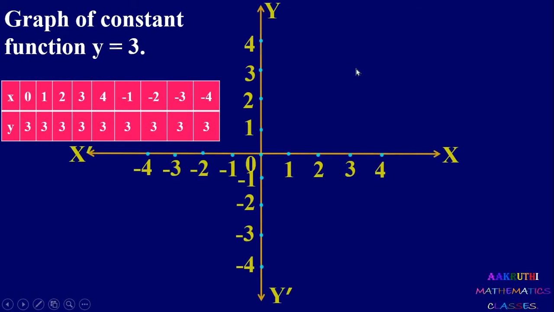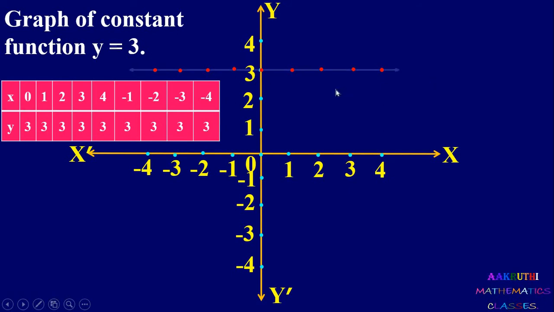So next we draw the graph. We take x and y axis. Now here when x equal to 0, y is 3. When x equal to 1, y is 3. When x equal to 2, y is 3. When x equal to 3, y is 3. When x equal to 4, y is 3. So when x equal to minus 1, y is 3. When x equal to minus 2, y is 3. When x equal to minus 3, y is 3. When x equal to minus 4, y is 3. For any value of x, y value is 3 only. We get all these points.